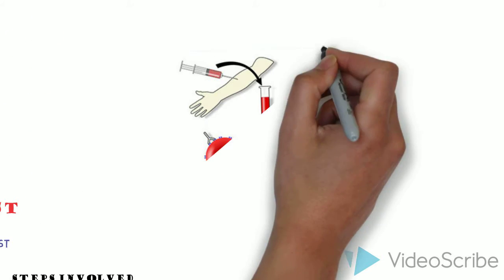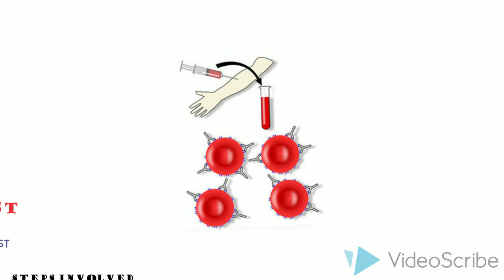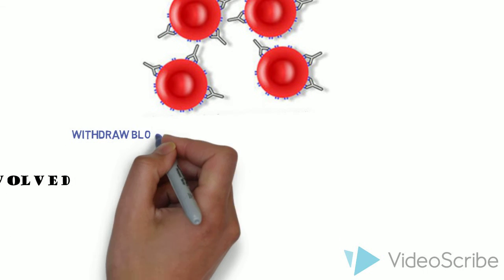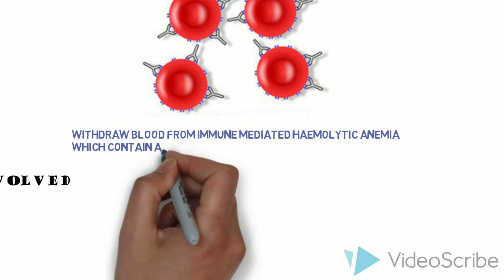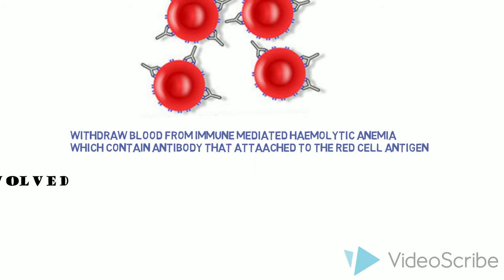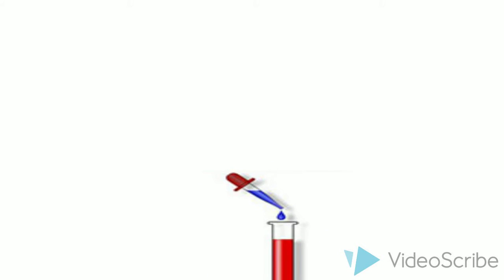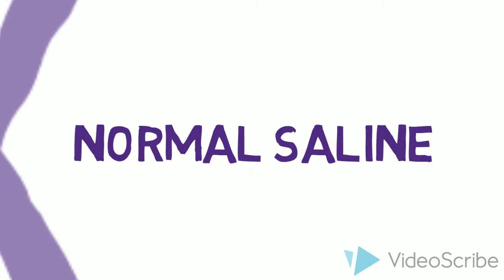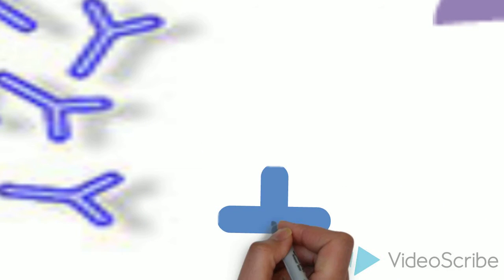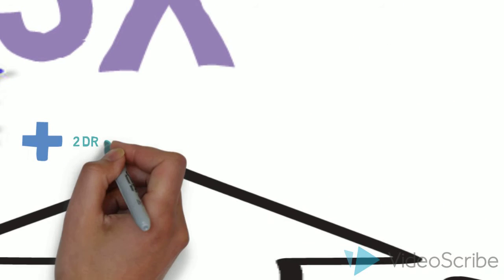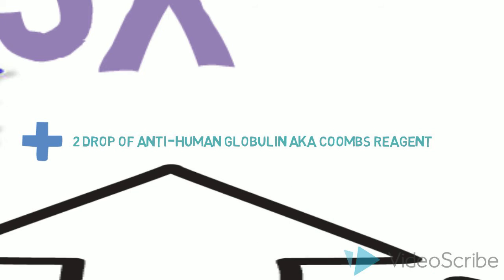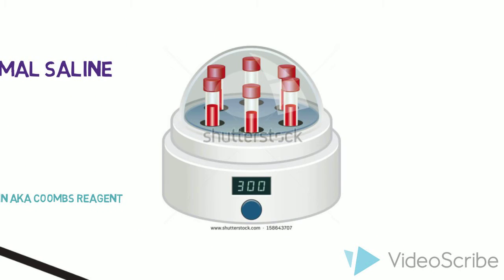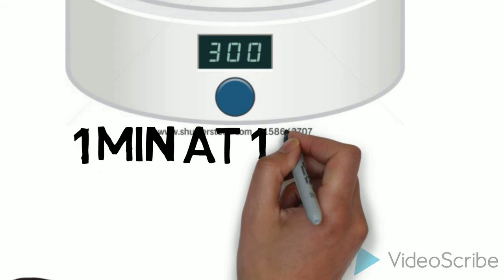The steps involved: first, a blood sample is obtained from a patient with immune-mediated hemolytic anemia, and we have to wash it 3 times with normal saline. Then we add 2 drops of Coombs reagent and centrifuge at 1500 rpm for 1 minute.